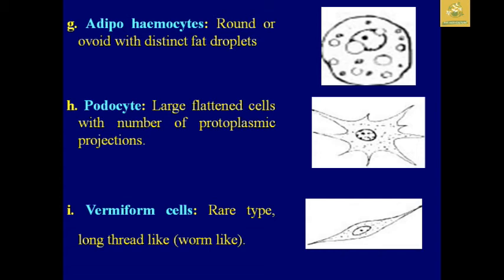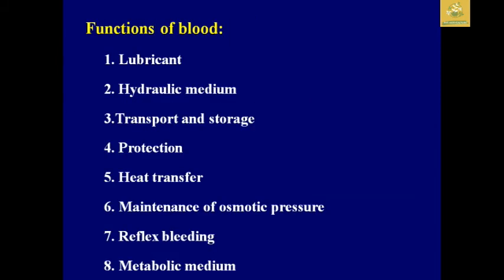As well as the podocytes. They are known as large flattened cells. They combine and form protoplasmic projections in the insect body. And the vermiform cells are a rare type of cell present in the insect body. They have a worm-like structure in the insect body.